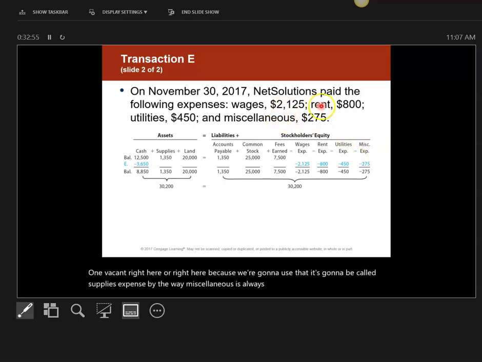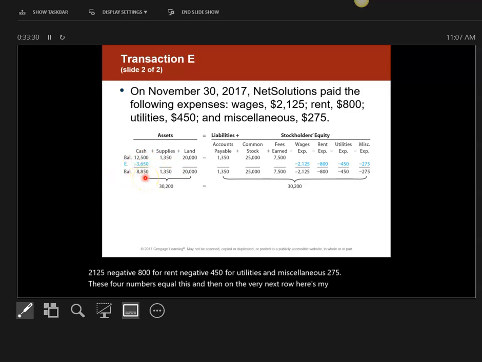So I add up these 4 numbers and that means I spent $3,650. So I subtract it from my cash. Over here, I paid out $21.25 for wage expense. Make sure they're negative. I need them both to be the same thing. $21.25 negative, $800 for rent negative, $450 for utilities, and miscellaneous $275. These 4 numbers equal this. And then on the very next row, here's my balance.